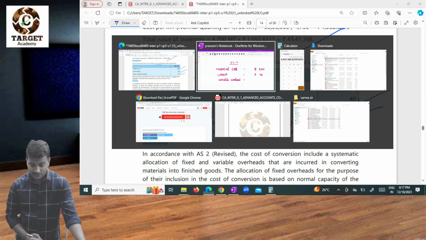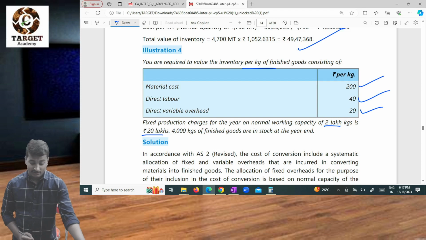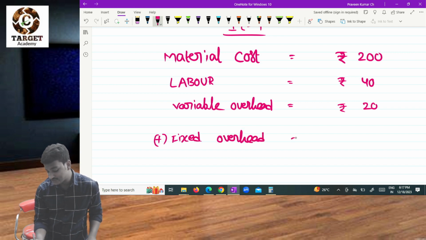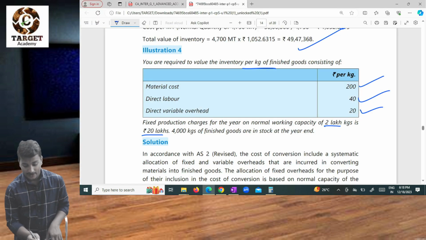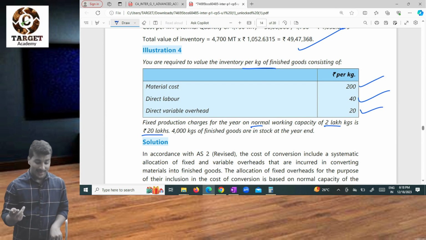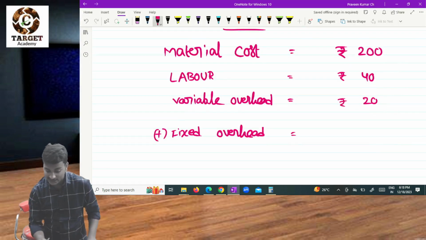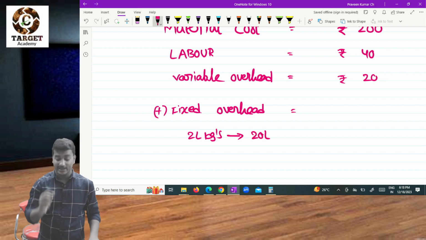Variable overhead how much? 20 rupees. We have to add fixed overhead also, but we have to consider only per kg how much. He is trying to give a hint. Normal capacity 2 lakhs, it will cost 20 lakhs. So for 2 lakh kgs, fixed overhead is 20 lakhs. So we need it for 1 kg.